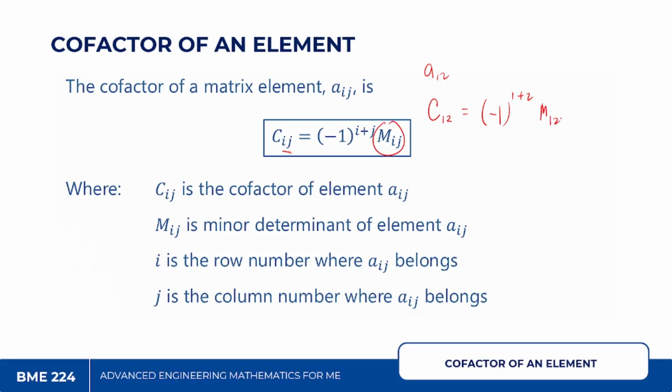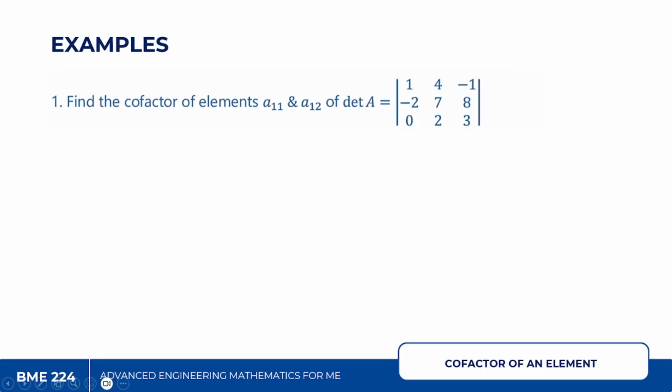The minor of element 1, 2, so 1, 2 also here. Now, the minor is actually just the determinant of the element Aij. Later we will illustrate that. Basically, you just need to memorize this formula. Again, take note, Mij is the minor determinant of an element Aij. Let's try this example. Find the cofactor of elements A11 and A12. Let's start with A11, and next would be A12 of this given determinant of a matrix.